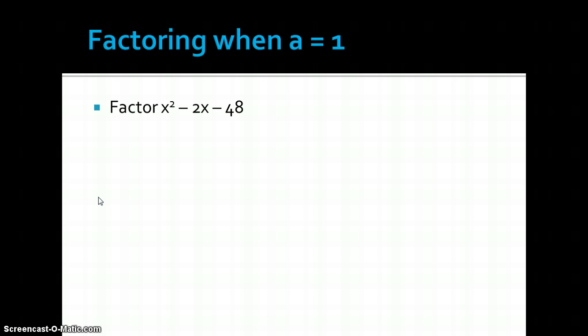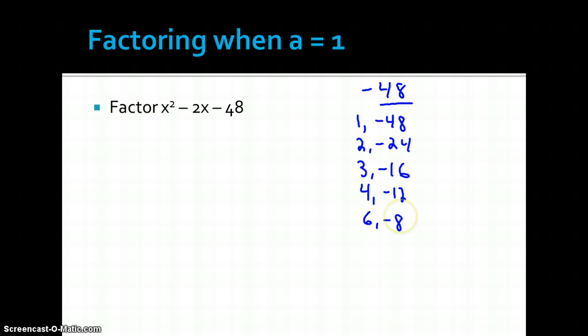Another example. So again, we have negative 48. Now I need factors of negative 48 that will combine to give me negative 2. I'm just going to write 1 and negative 48, 2 and negative 24, 3 and negative 16, 4 and negative 12, 5 isn't, 6 and negative 8.